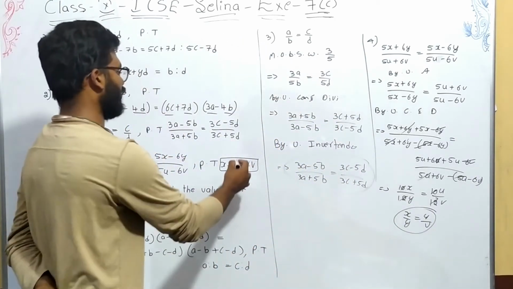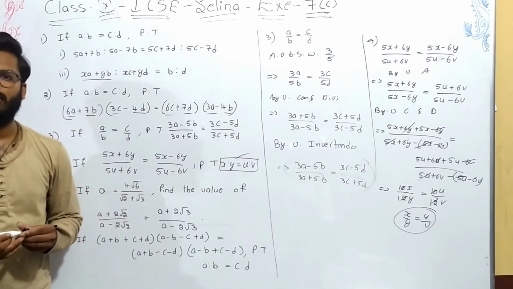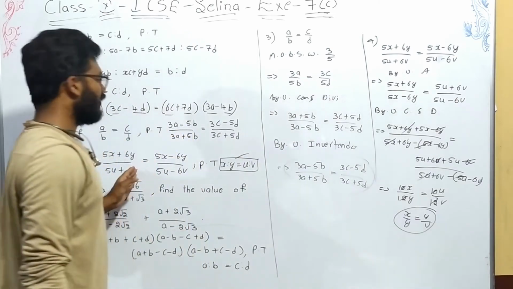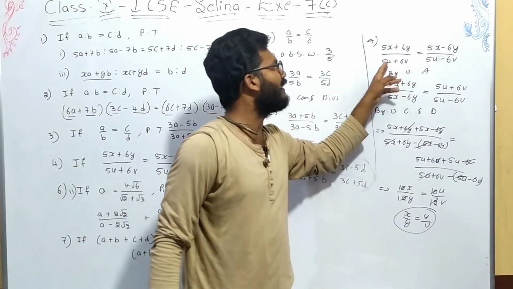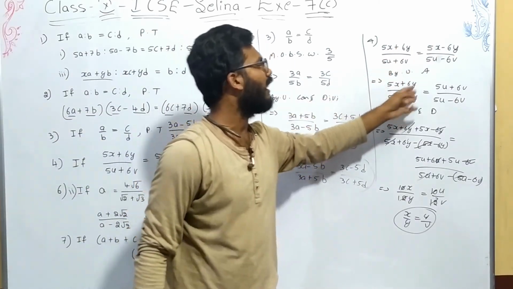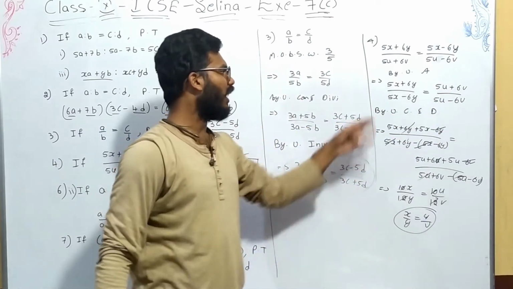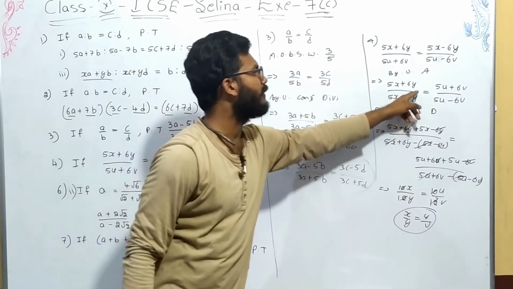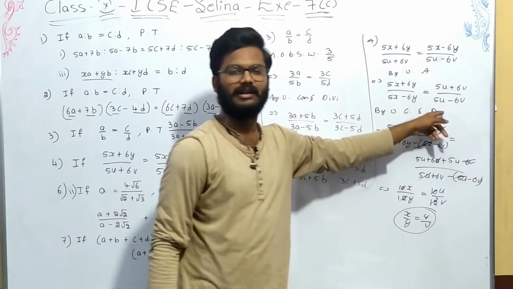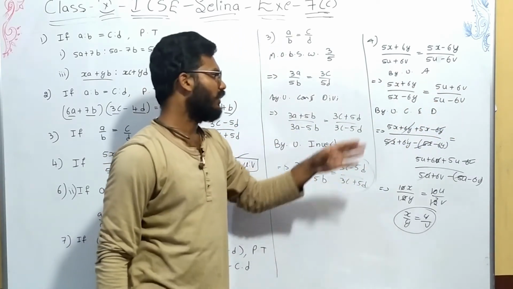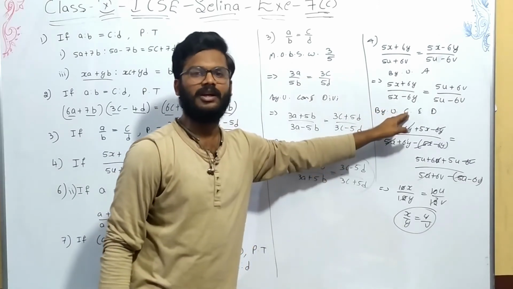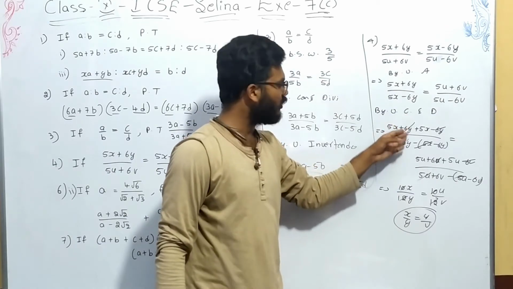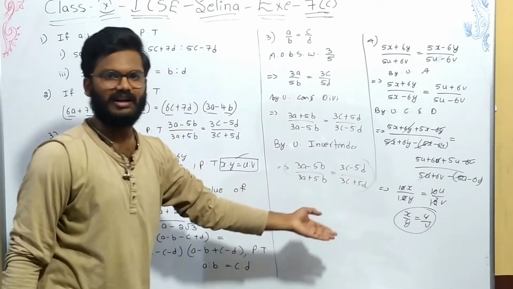Therefore, x is to y is equal to u is to v. See here, first I am writing x and y on one side and u and v on the other side. After this, this is the form of (a plus b) by (a minus b) is equal to (c plus d) by (c minus d). You can write directly, but we can use componendo and dividendo. Instead of writing inverse componendo dividendo, we can use componendo and dividendo again to get what is required.